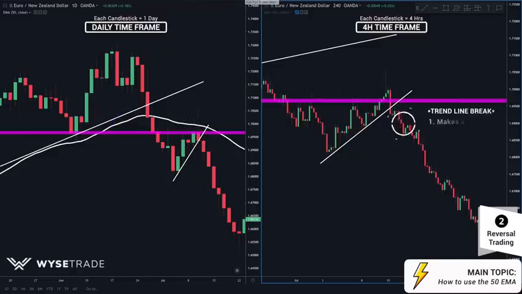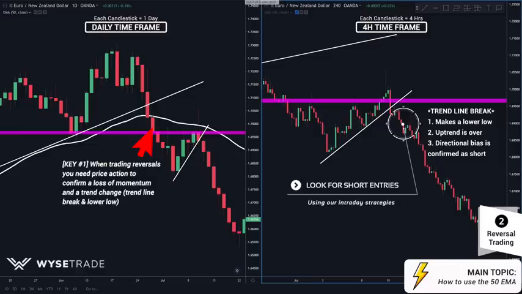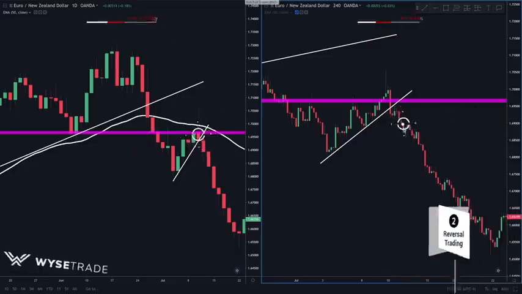Now, once you had your break of the short-term trend line, this shows that the pullback is over, and once price made the lower low, you can start looking for short entries and start taking breakout or momentum entries through the lower time frames, as your directional bias is confirmed. Again, the most important part was the big picture trend change through the break of the trend line combined with the pullback reaction to an area of high confluence. So, moving on.